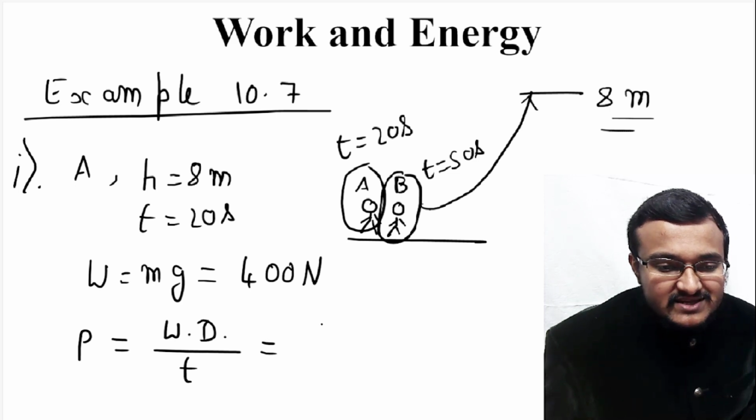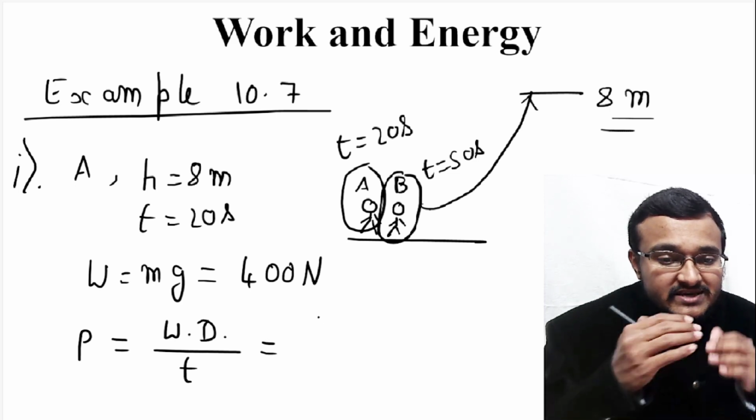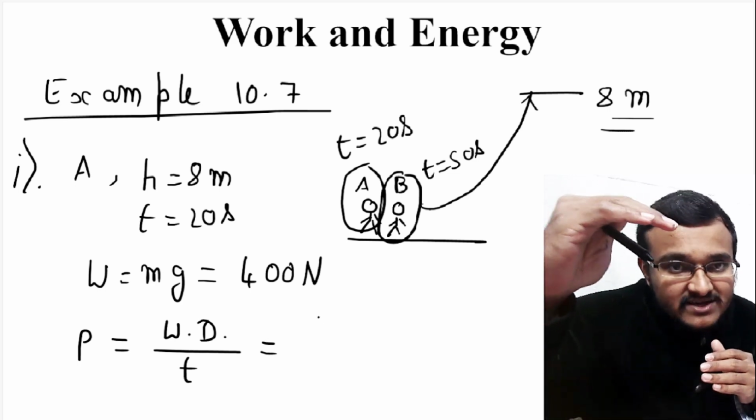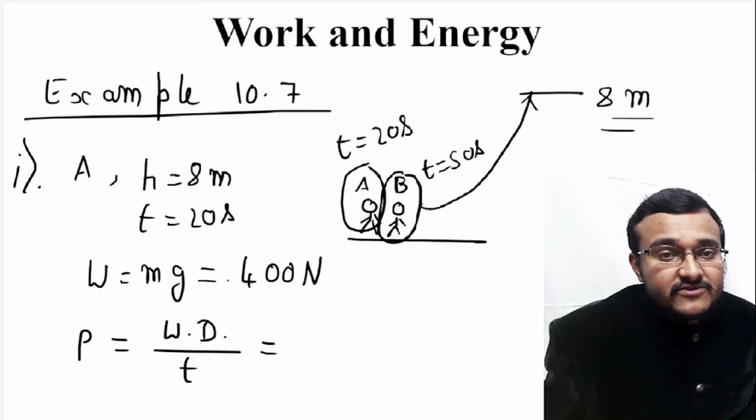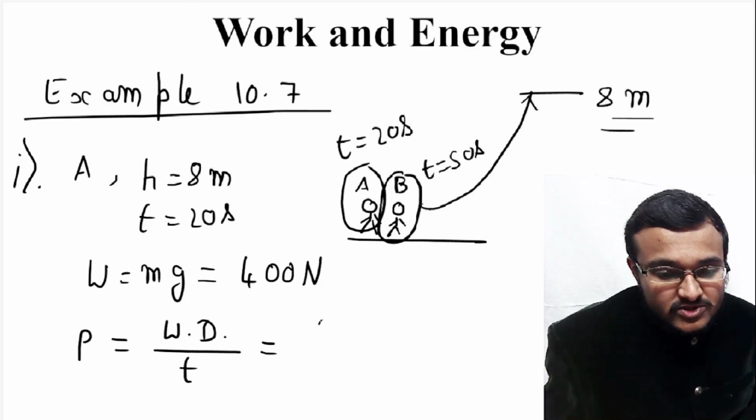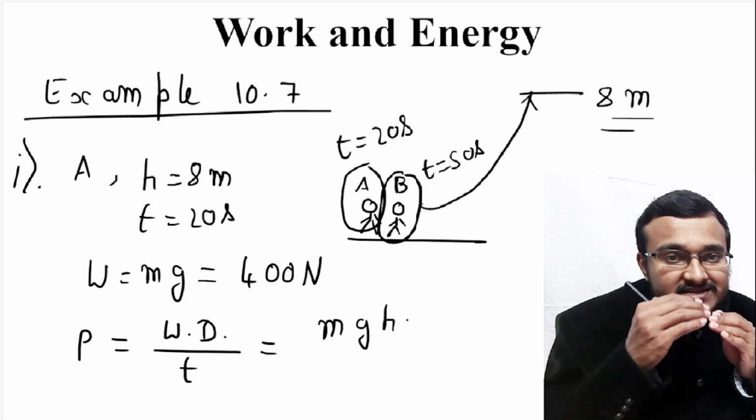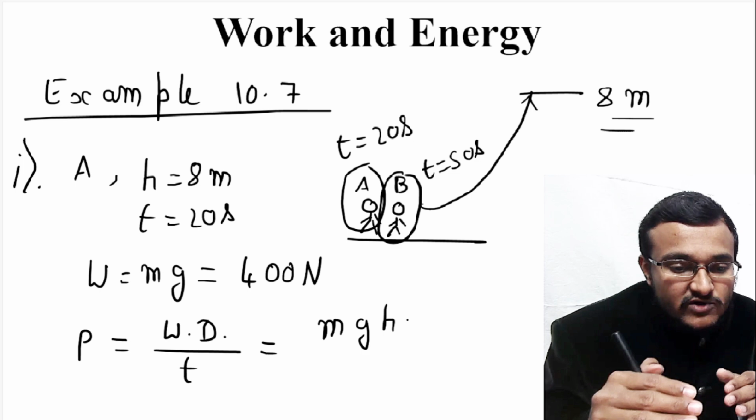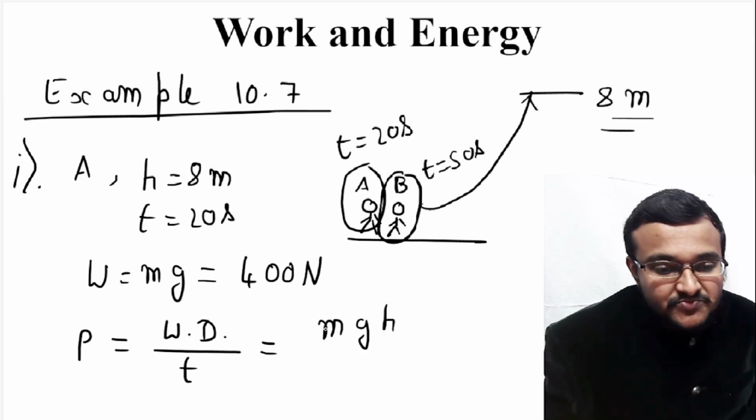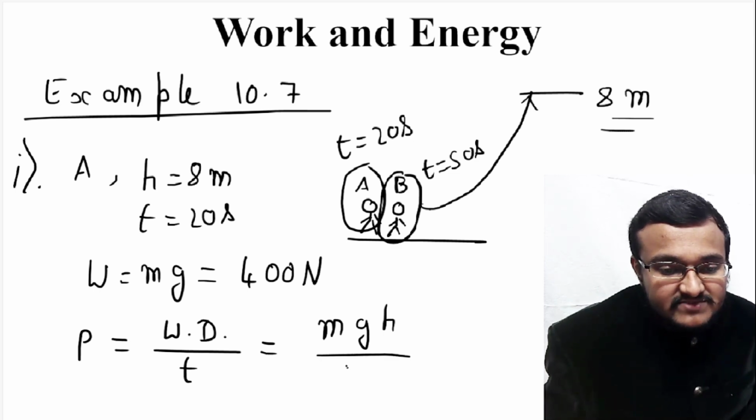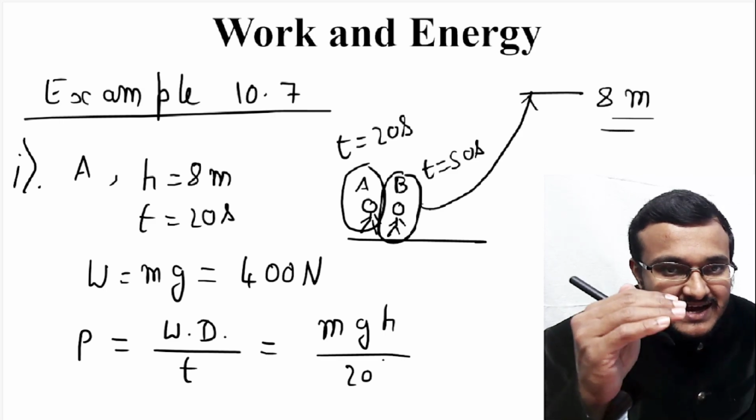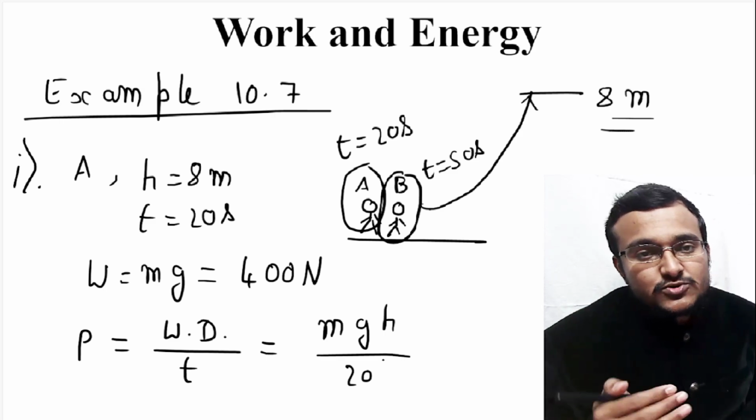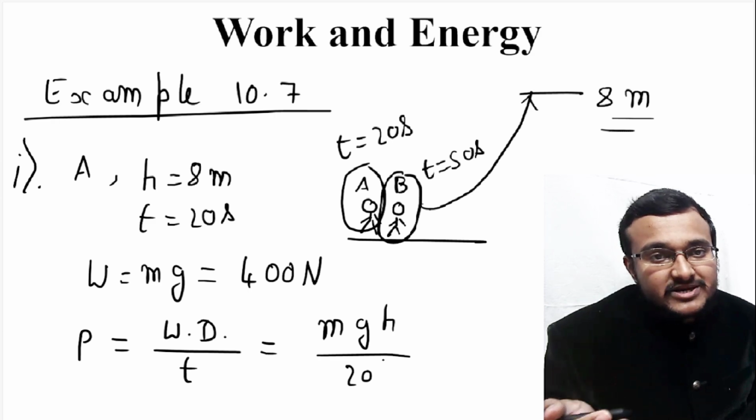Work done is nothing but potential energy, because here they are reaching a certain height. So that's why instead of taking work done, I can take potential energy. So here we have to calculate work done. The formula for work done is mgh, because here they are reaching a certain height. Here we are taking work done as mgh divided by time, that is 20 seconds. Because here they are reaching a certain height, the potential energy possessed by those two girls after reaching that height has to be considered.